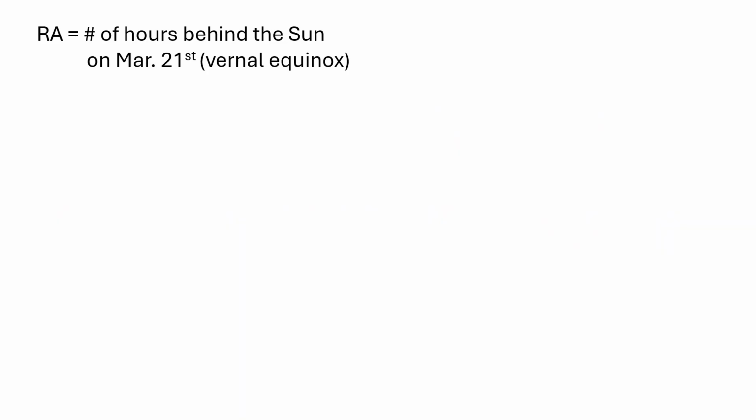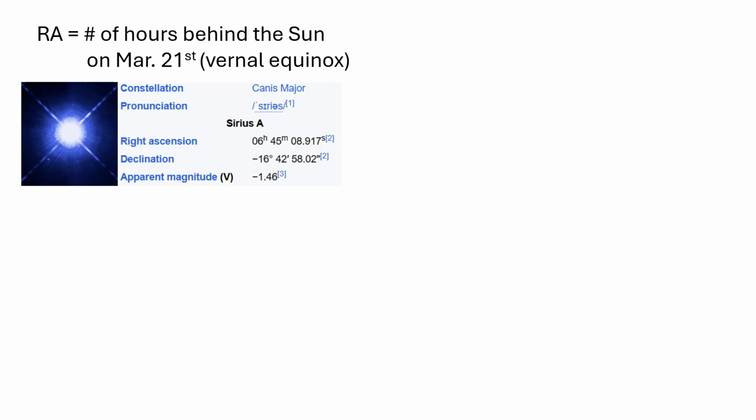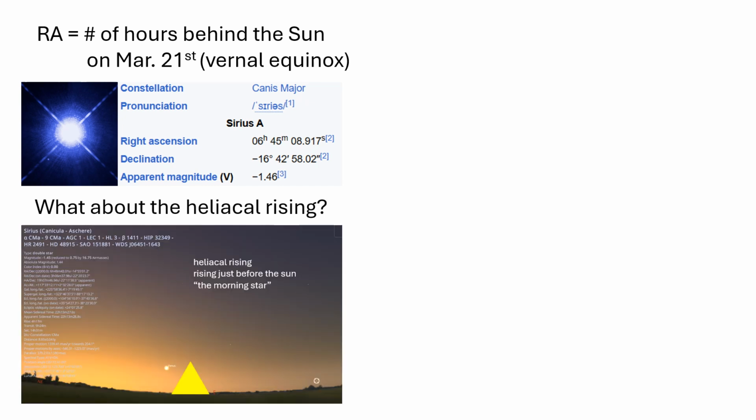Previously, we learned right ascension is the number of hours behind the Sun on March 21st, the vernal equinox. We use Sirius as an example. Sirius is about 7 hours behind the Sun. But the Egyptians observed the Sun and Sirius rise at the same time at the end of June or early July. Why is that?